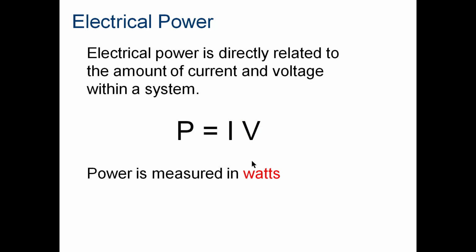Now, you may have noticed I could also make these relationships relative to resistance, couldn't I? If I only knew V and R, I know that I equals V divided by R. Well, then my power would be V squared divided by R. If I only knew I, I know that V is I times R. Then the power would be I squared times R. So I can use that same Ohm's law in my power relationship as well.